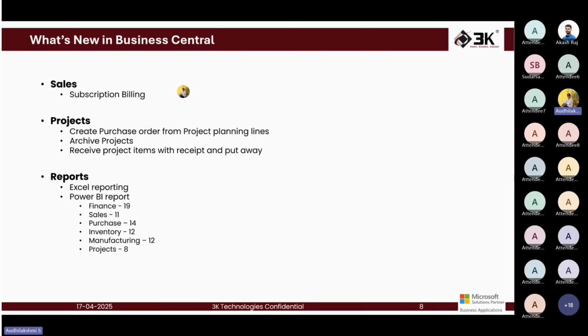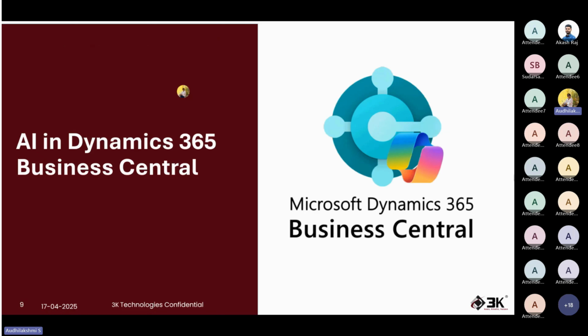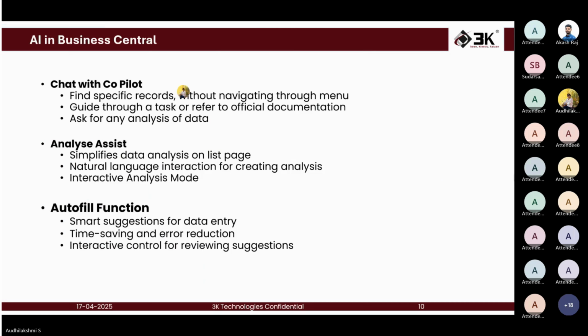Obviously, there is one more main feature, which is nothing but the AI capability in Business Central. Yes, the next slide talks about the AI in Business Central. AI is nothing but the Copilot in my Business Central. For Copilot, this is a feature which is available. There is a configuration which we have to do so that Copilot is enabled in Business Central.